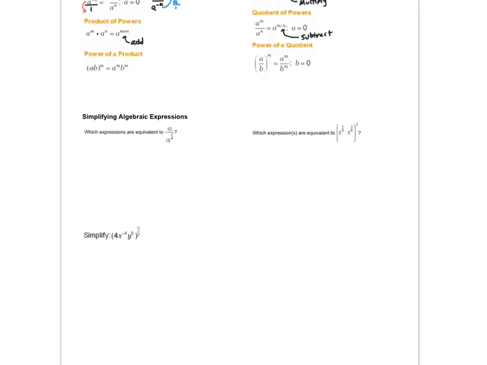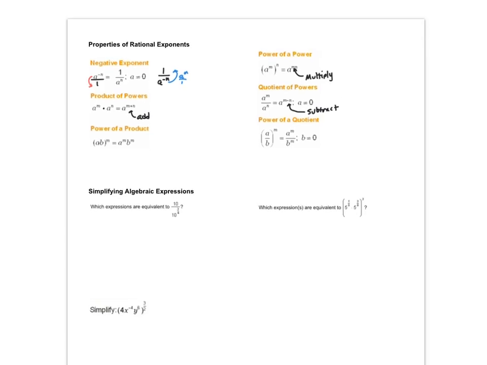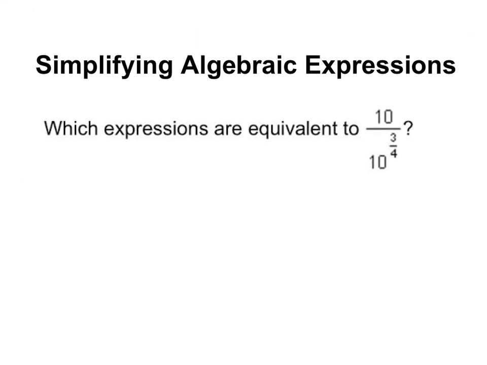So I've got these three problems here on this page, and I'm going to just kind of walk you through how I do these and how I use all of these properties and operations to be able to simplify this, okay? So let's just jump into the first one. Which expressions are equivalent to 10 over 10 to the 3/4? Okay, so I'm going to rewrite that over here. And I'm going to write that 10 over 10 to the 3/4 power.